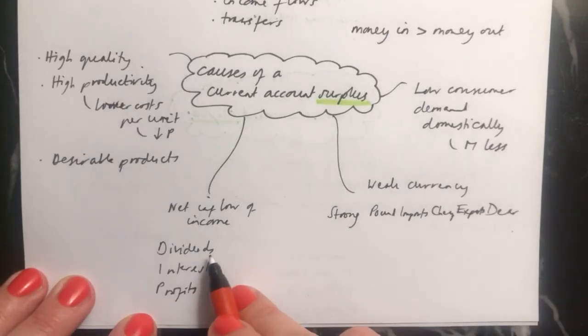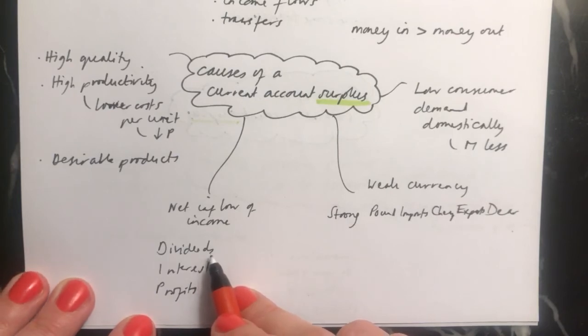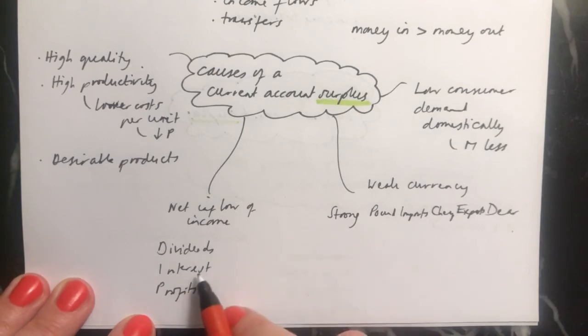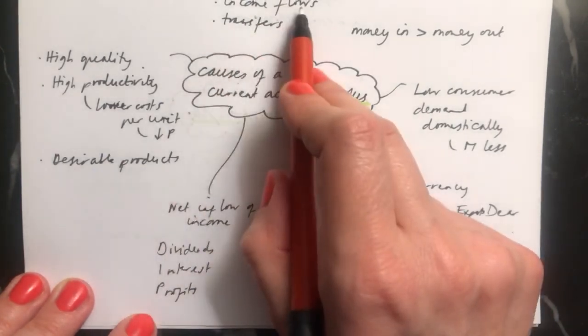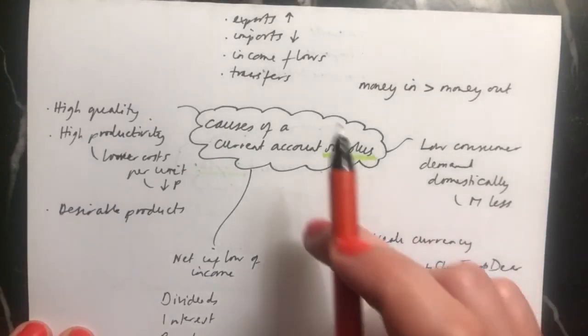Dividends are where people in your country own shares in another country and they receive the dividends into the country. That will be a positive on the current account. If someone in the UK puts their money in a bank in South Africa and earns interest on their savings and they bring it back to the UK, that would be a positive on the current account into the UK. This one, if someone in the UK sets up a hotel in Namibia in Africa and the hotel makes a profit and they bring it back to the UK, that again would show up as a positive on the current account. This is another reason why you may get a surplus on the current account if overall your income flows into the UK are net positive.